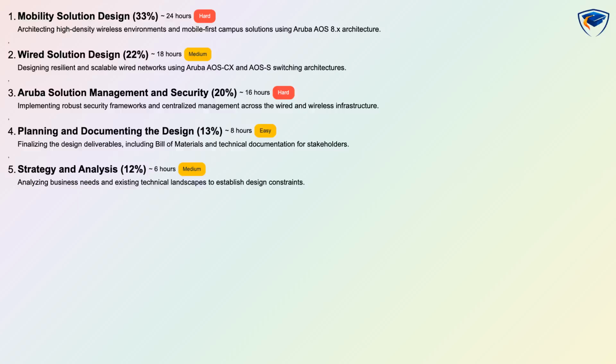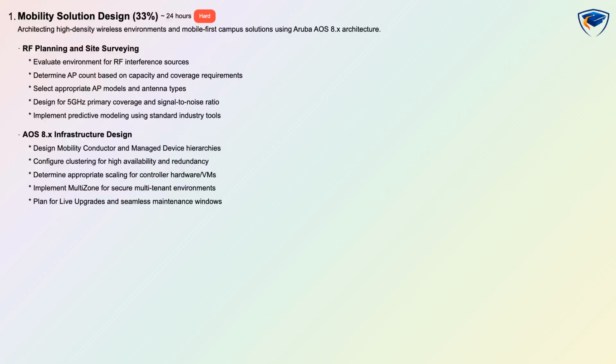throughout the exam. Mobility Solution Design carries 33% of the exam and is the most time-intensive with an estimated 24 hours of study and hard difficulty. You will learn to architect high-density wireless environments and mobile-first campus solutions using Aruba AOS8X, including RF planning and site surveying to evaluate interference, determine AP counts for capacity and coverage, choose AP models and antennas, and design for 5 GHz primary coverage and signal-to-noise targets.